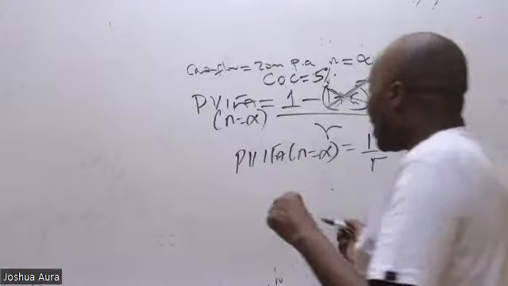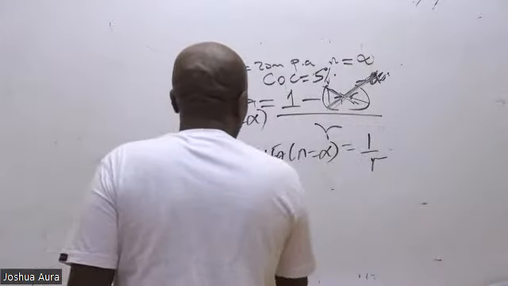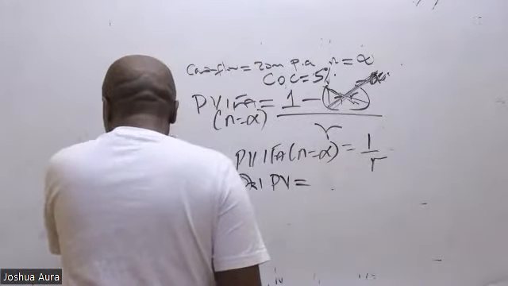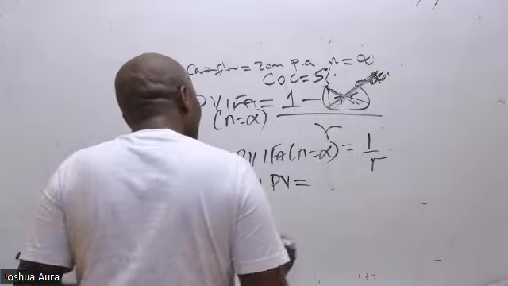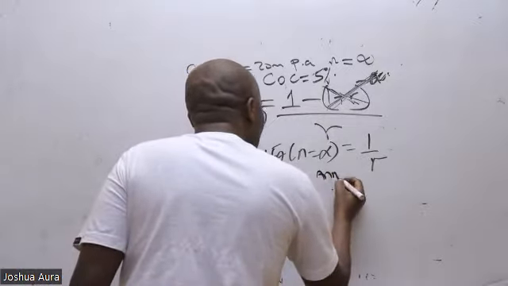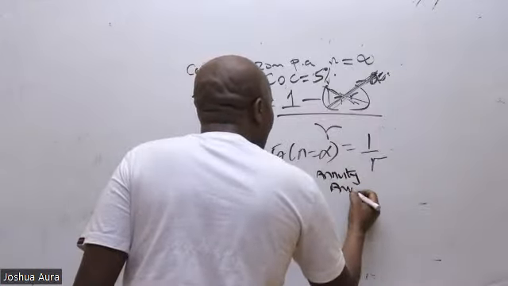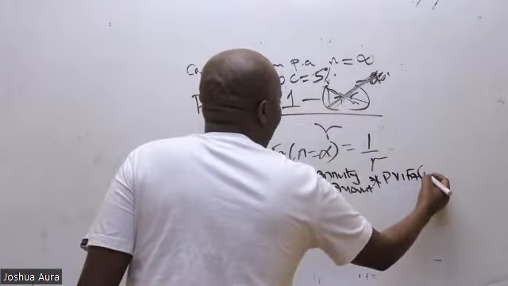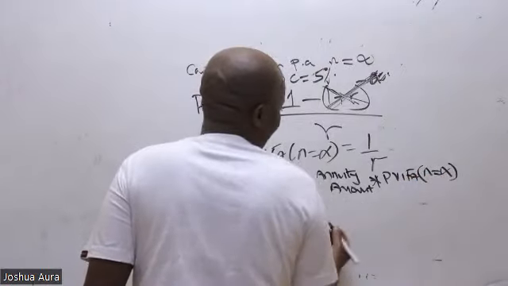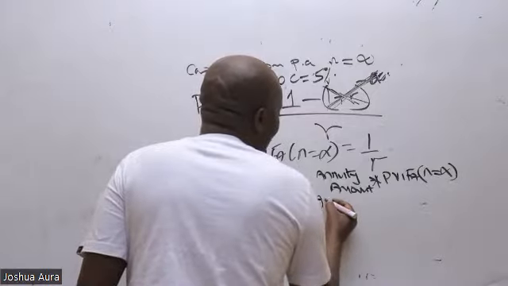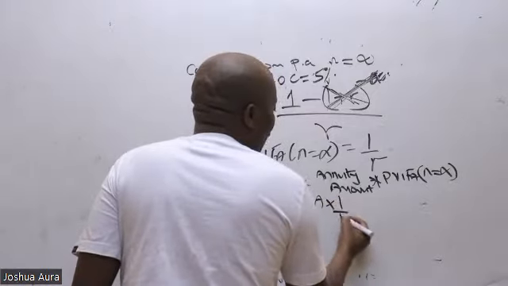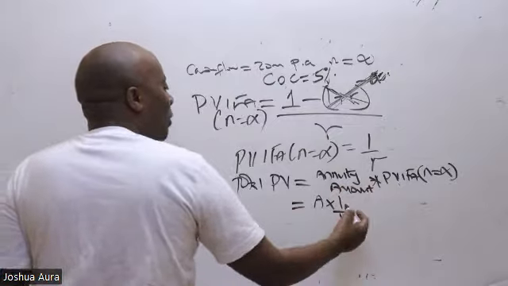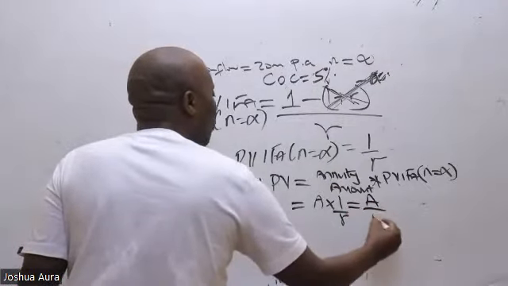And then when they want me to come and give them the total present value, what I'll do, I'll take the annuity amount times PV. Now this time round when n is infinity, this will be the annuity amount A times 1 over R. Because now this PV when n is infinity is 1 over R, which basically will translate to amount over R.